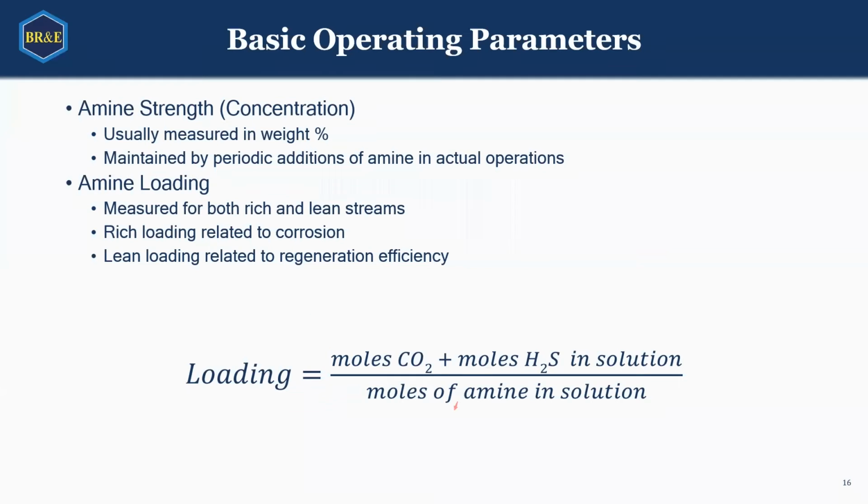So one of them is the rich loading. As I said, it's a loop. So you're going to have a rich loading, and the rich loading is for the absorber: how much CO2 you can absorb into the lean amine. And then you're going to have a lean loading, and that's connected with the amine that is coming out of your regenerator and going back to the absorber. I'm going to show you some examples in a few moments.